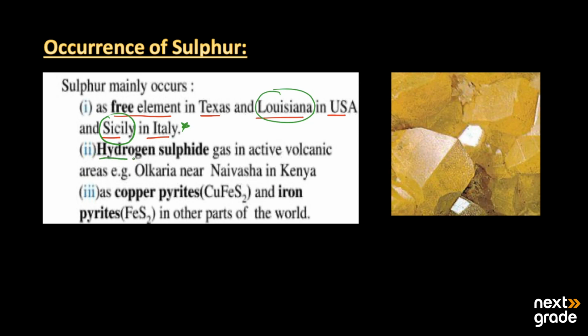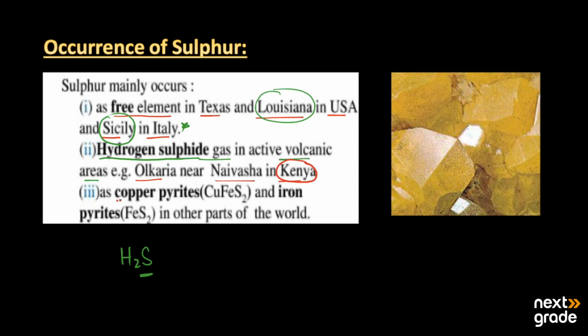Basically, we talk about hydrogen sulfide gas, whose formula is H2S. Here, sulfur is present in it in active volcanic areas. So volcanic areas or volcanic eruptions contain hydrogen sulfide gas, and it is found near Algeria, near Nevada and in Kenya. The main one is in Kenya.